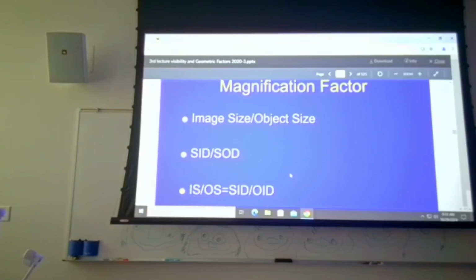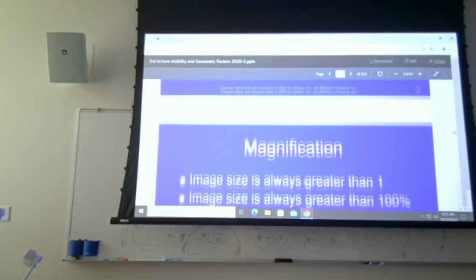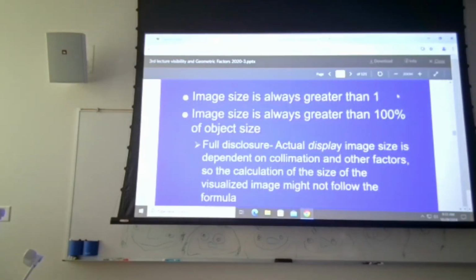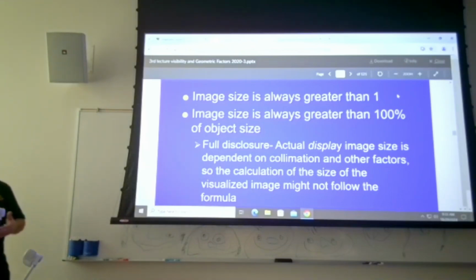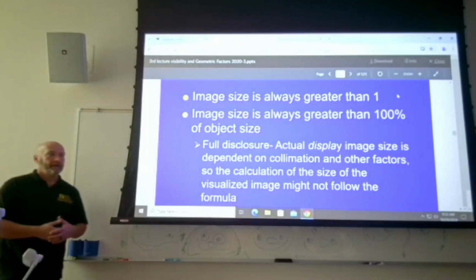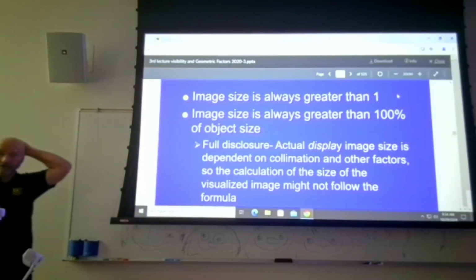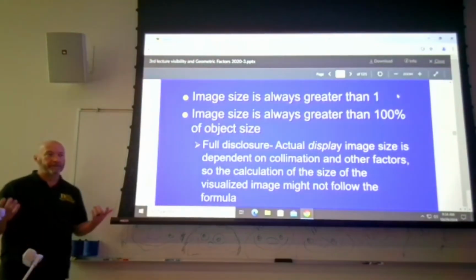So 3 different ways to calculate magnification factor: image size over object size, SID over SOD, image size over object size is equal to SID over OID. We went through that in the math portions. So 1 times anything is what? The number that you multiply it by, right? So 1 times 2 is always 2, 1 times 3 is always 3. So a magnification factor of 1 indicates that there is no magnification, but magnification is always present. So your magnification factor is always going to be 1 point something.